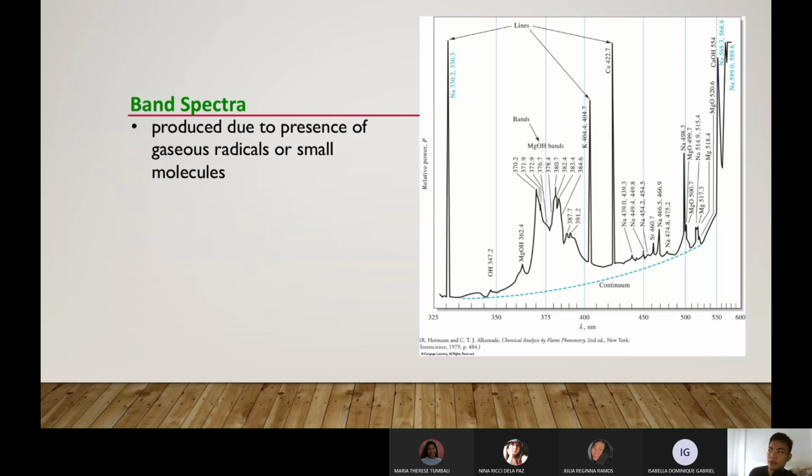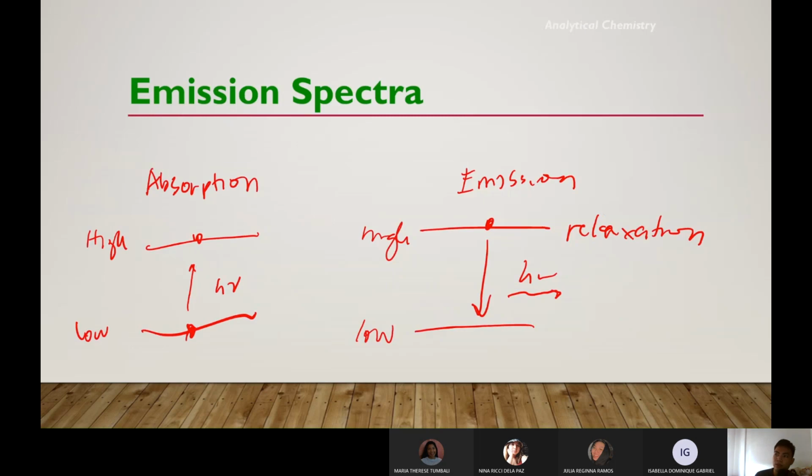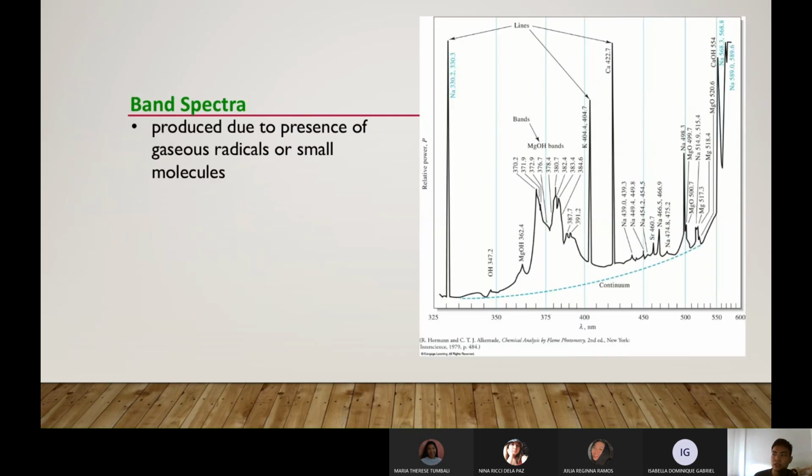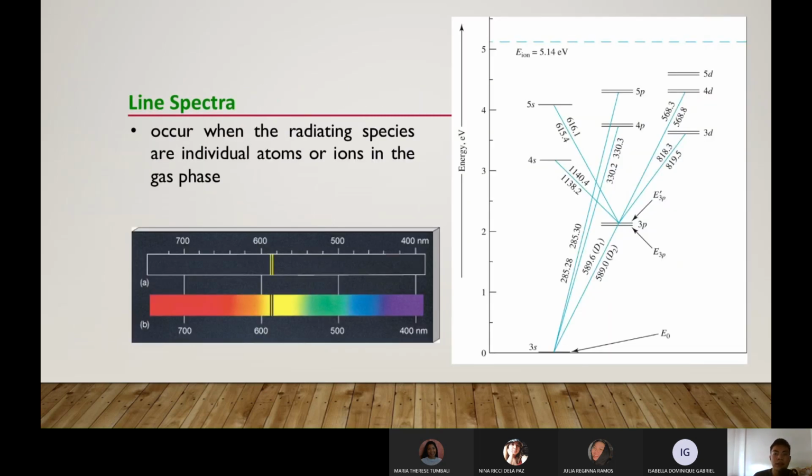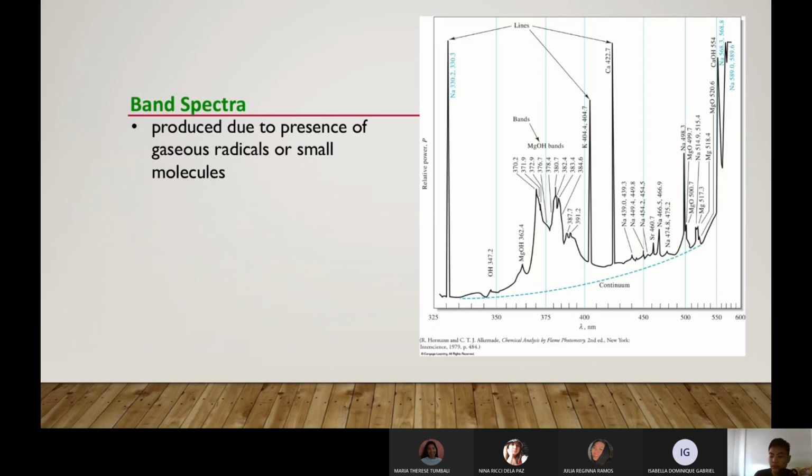Yeah. So this is, I think, Raman spectroscopy. Pero hindi na natin madidiscuss yan kasi pang BS Chem na yan. Anyway, so from the emission, depending on the energy emitted by the relaxation of electrons, you can identify the atoms using line spectra, or you can determine the molecules using band spectra. Okay?